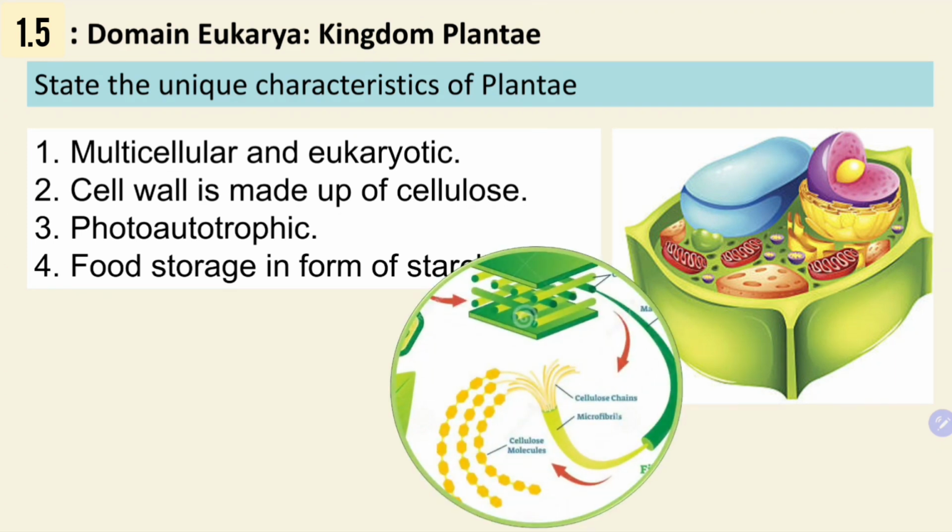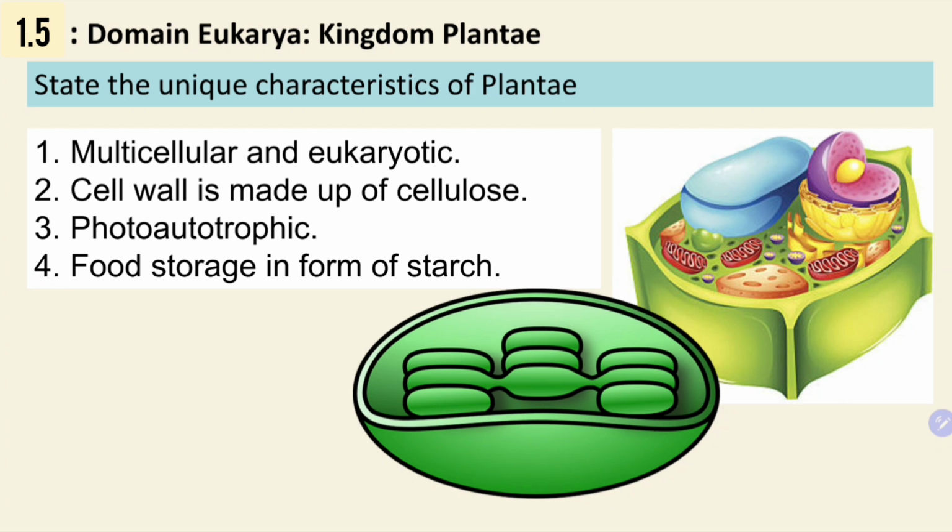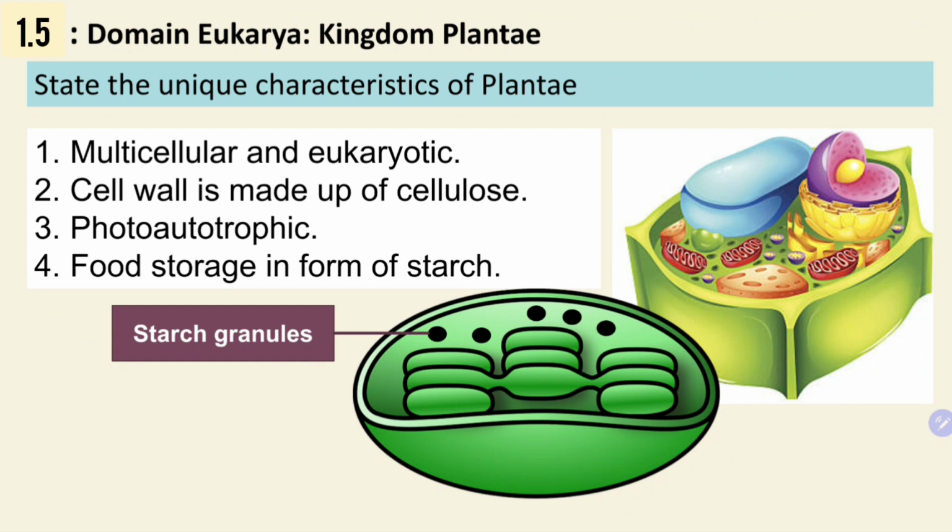Second, the cell wall is made up of cellulose. Kingdom Plantae are photoautotrophic. Maksudnya, the organism can conduct photosynthesis sebab dia ada chlorophyll. And the chlorophyll can be found inside an organelle known as chloroplast. The next characteristic of organism in Plantae is the food storage is in the form of starch. So the starch is produced as a product of photosynthesis.